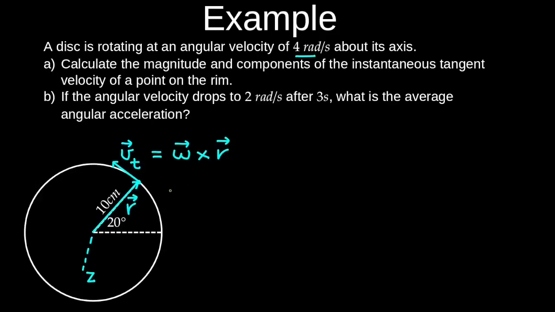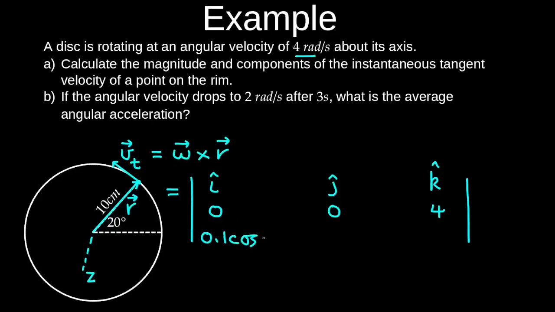So using the determinant method, we'll write the angular velocity components in the first row and the radial vector components in the second row, which you can obtain using trigonometry. So that's going to give you the horizontal and vertical components of the tangent velocity. And to obtain a magnitude, well, you simply multiply r by ω.